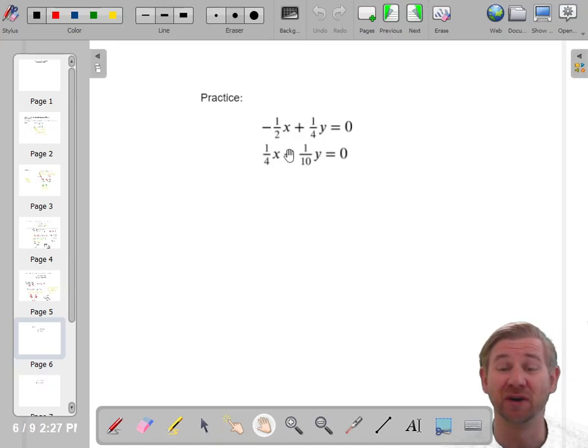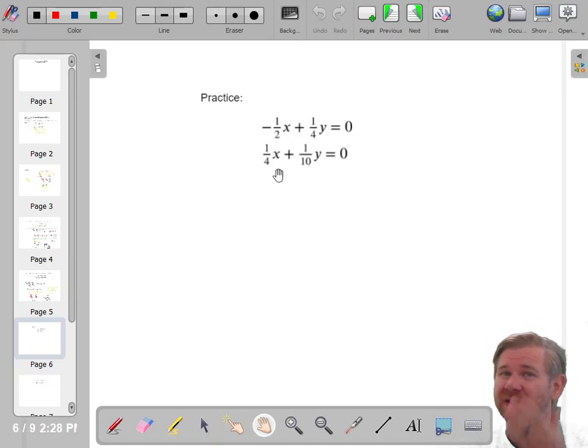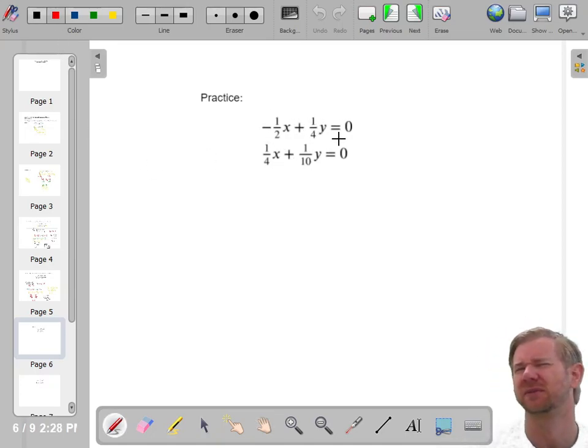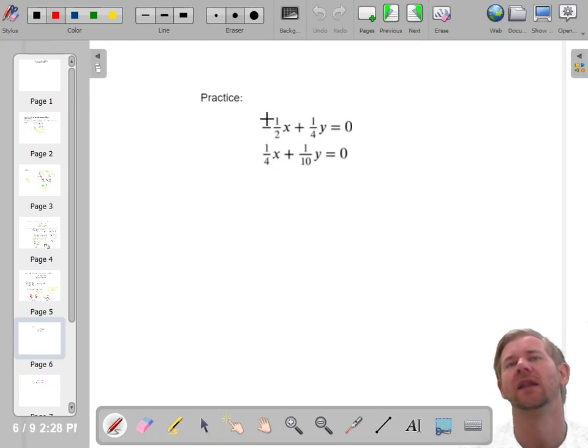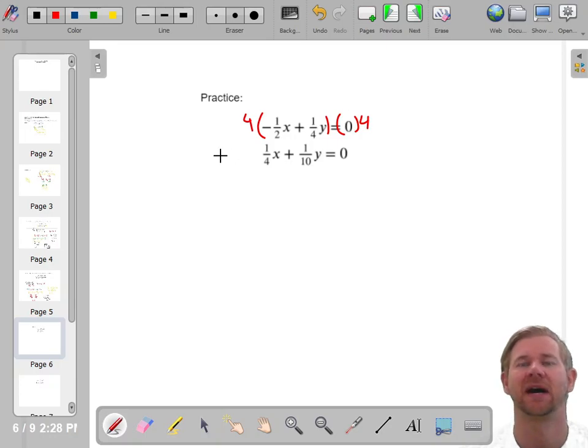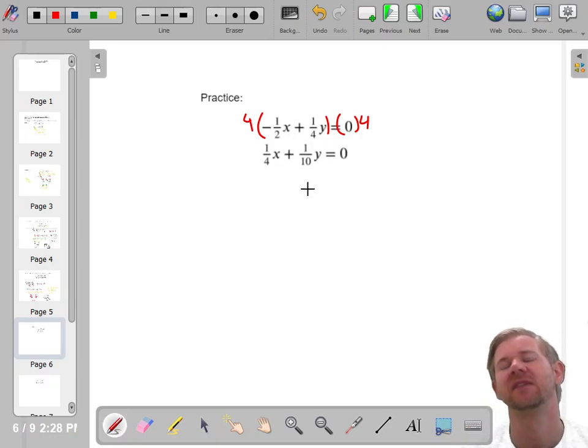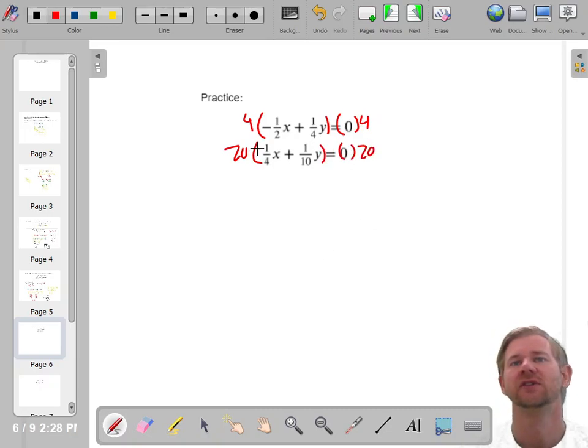But if you'll notice, both of these equations are pretty gross. So what I'll do first, although they equal 0, so this might be interesting. Let's multiply this guy by 4. And we'll multiply this guy by, the least common multiple between 10 and 4 would be 20. So when you multiply 4 times 1/2, you get negative 2. 4 times 1/4 is 1. And 4 times 0 is 0.